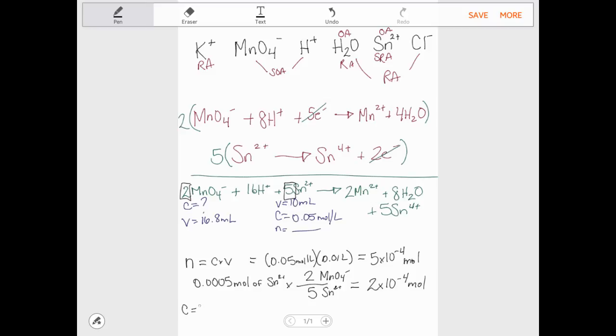So then I have concentration is equal to moles over my volume, and my concentration is going to be 2 times 10 to the negative 4 moles over my volume, which is 16.8 milliliters. Now again, I want this in moles per liter, so I'm going to convert this to liters. So it's going to be 0.0168 liters. And once I plug it into my calculator here, that's going to equal 0.0119 moles per liter.